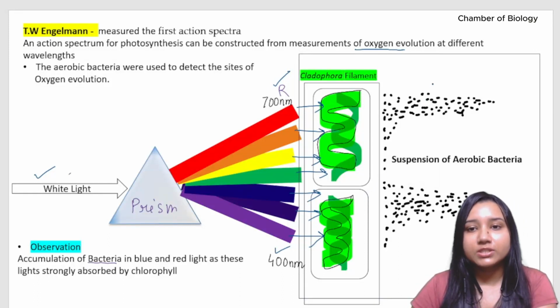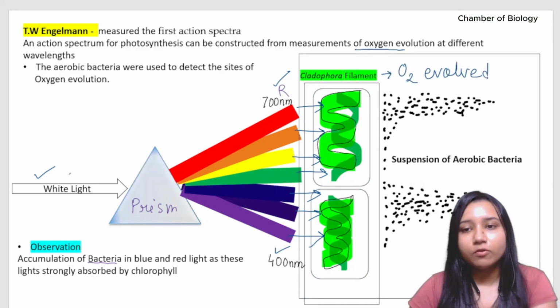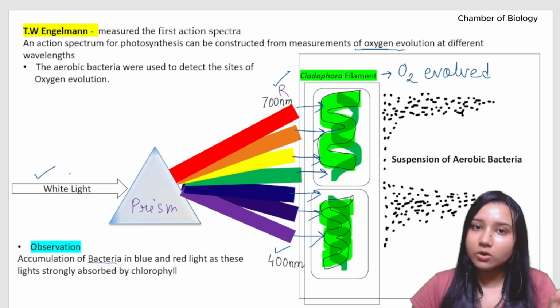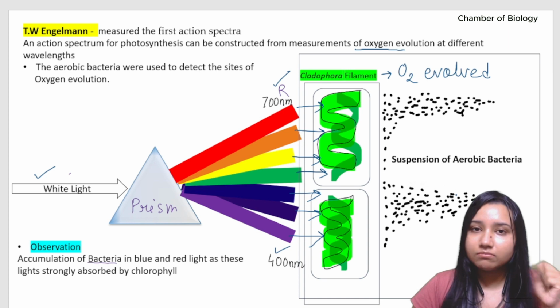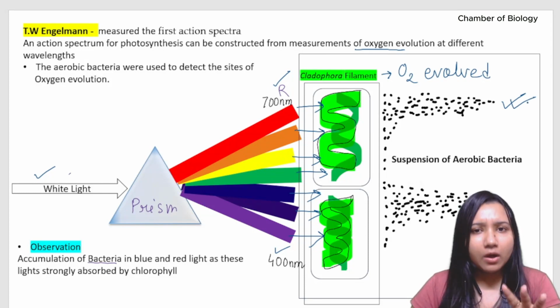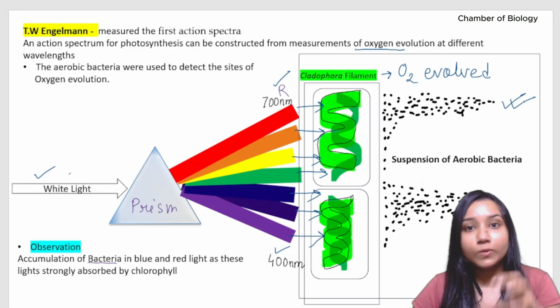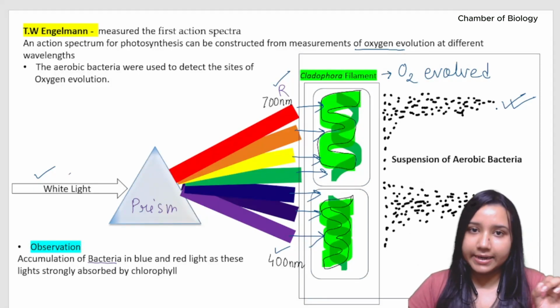Now when the photosynthetic pigments are present, oxygen will be evolved. And at the position where the oxygen is evolved, we will see a larger amount of bacteria in that area. So we can see that in the red region the maximum number of aerobic bacteria is present. So we can say that maximum photosynthesis has taken place in the red light.